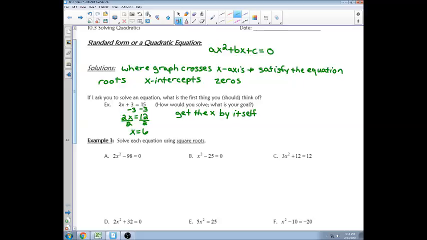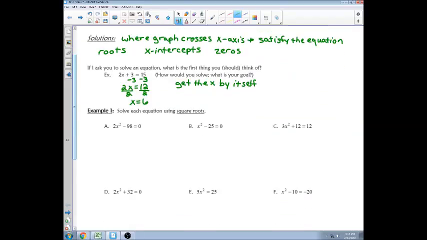So what we're going to do is the opposite operation of what is happening near x. So since it was adding 3, I need to subtract 3 to get it away from x. Since it was multiplying the 2, I need to divide by the 2 to get it away from the x. All right? So if you think along those lines, let's see how we could solve an equation using square roots.